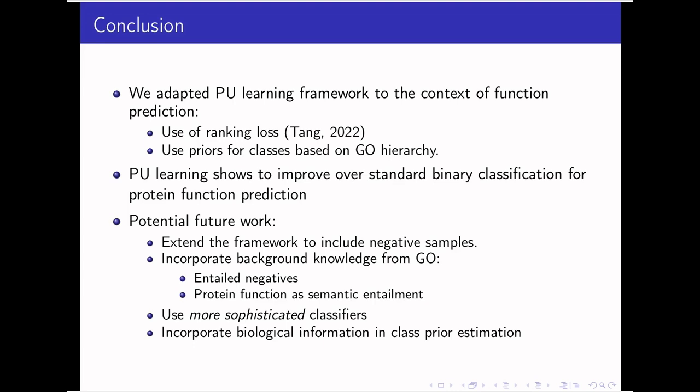and we believe that there is some potential future work, because PU learning research is not only based on positive unlabeled learning, but there is also some work on positive unlabeled negative learning. So in the case that there exist negative samples, this framework has also been developed. So if we manage to get negative samples for this case, the protein function prediction problem, we could also extend the framework to include these negative samples. We could generate these negative samples with different strategies, and one of those could be from background knowledge using the Gene Ontology. Maybe use entailed negatives, logically entailed negatives, and this problem can also be framed as semantic entailment.